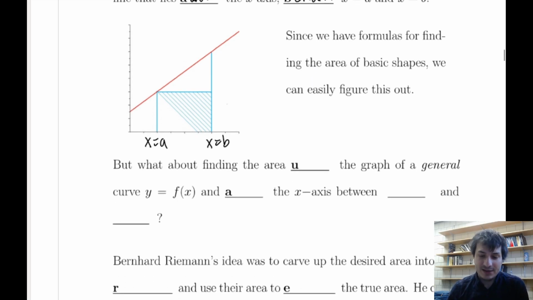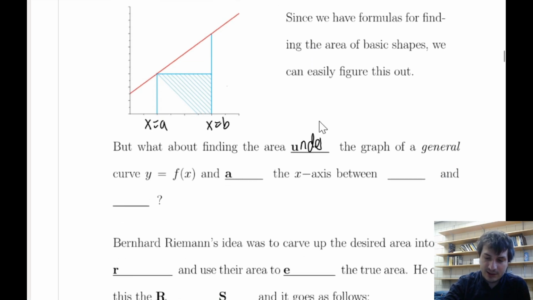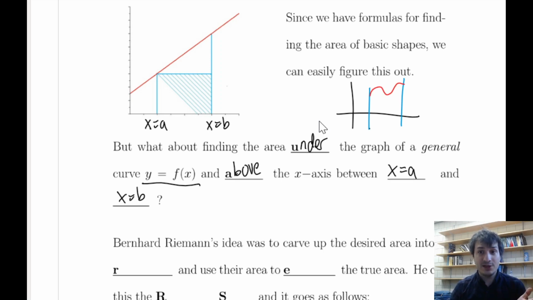But what about finding the area under the graph of a general curve y equals f of x and above the x-axis, between x equals a and x equals b? How do you find the area if it's a crazy curve, where instead of being this nice thing between a and b, it's some crazy curvy curve? Then what do you do? If it's not exactly a circle, you can't use the circle formula. You've got to do something else.